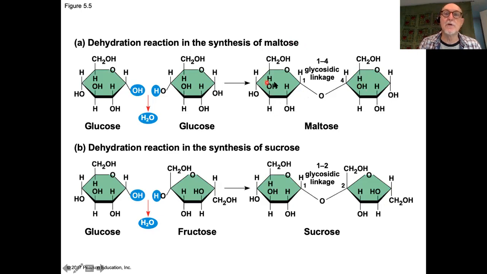And here it is here, 2 glucose units. Because it's 2, this is called a disaccharide. 2 sugars, disaccharide.